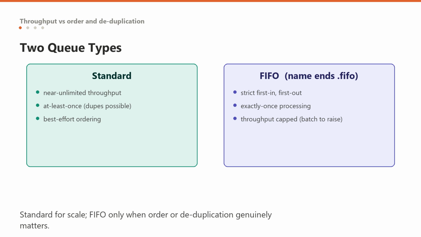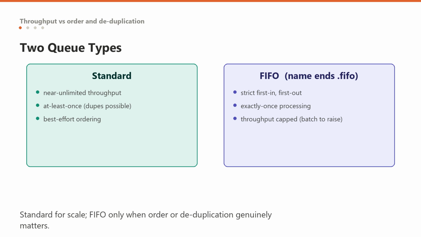A standard queue gives you nearly unlimited throughput. But it makes two compromises. It guarantees at least once delivery, which means you can occasionally get duplicates. And it offers only best effort ordering, so messages can arrive out of order.